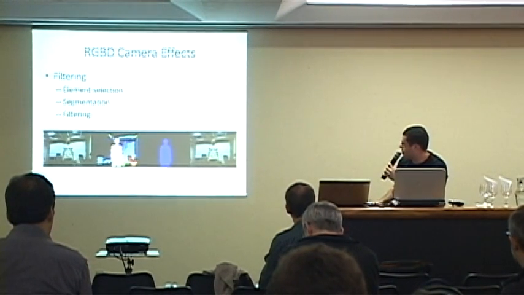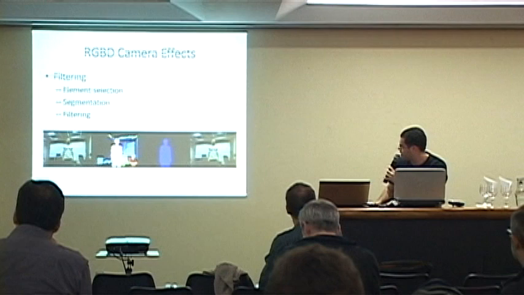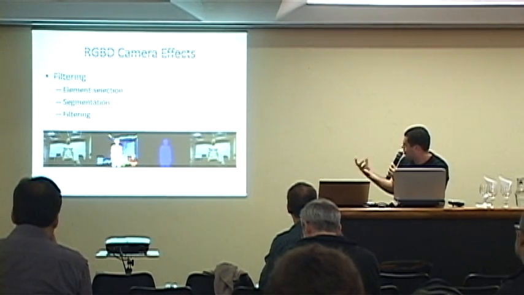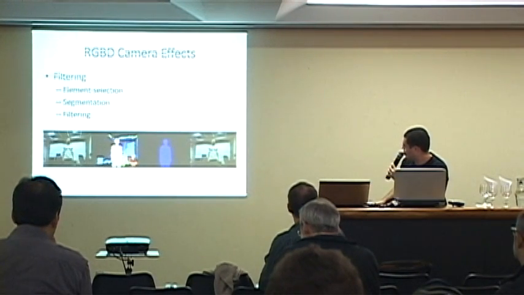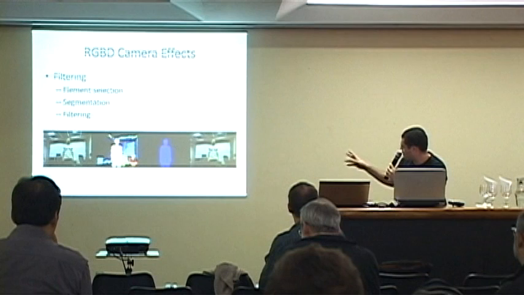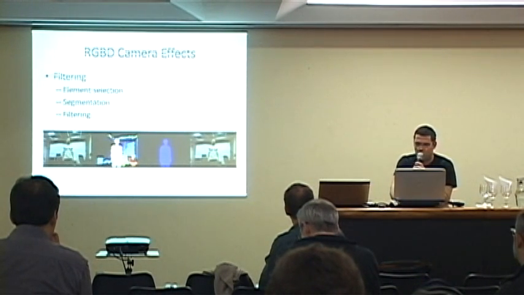First, we have the RGB camera. The second is the depth data. The third image is the element selection, and we segment. We exemplify the two segments, and finally we show the filtered image.